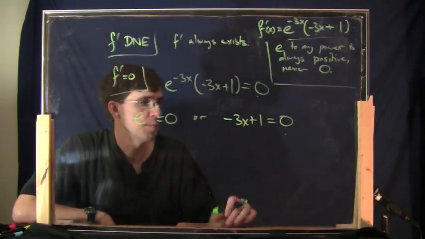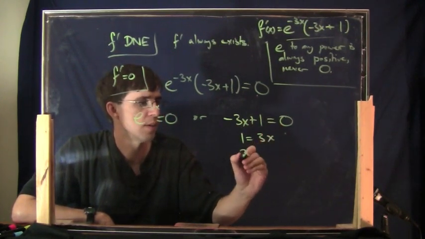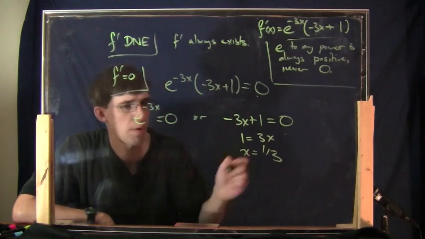All right. This one we can solve for x pretty easily, right? You add the 3x over there, so it says 1 equals 3x. Divide by 3, x equals 1/3. Okay, how about this one?